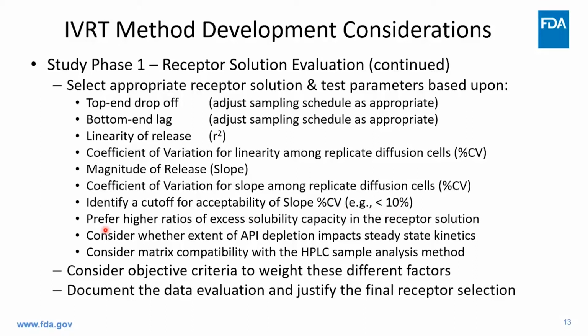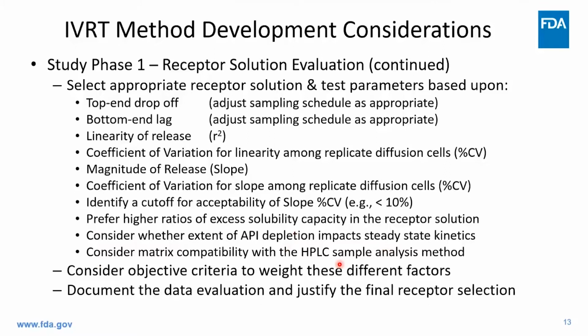You also want to prefer higher ratios of excess solubility capacity. You want to have as much excess solubility for that API in that receptor solution as possible, especially relative to the concentrations that you're seeing in your samples, and to consider whether the extent of API depletion is impacting your steady state kinetics. You also want to consider the matrix compatibility with the HPLC sample analysis method.